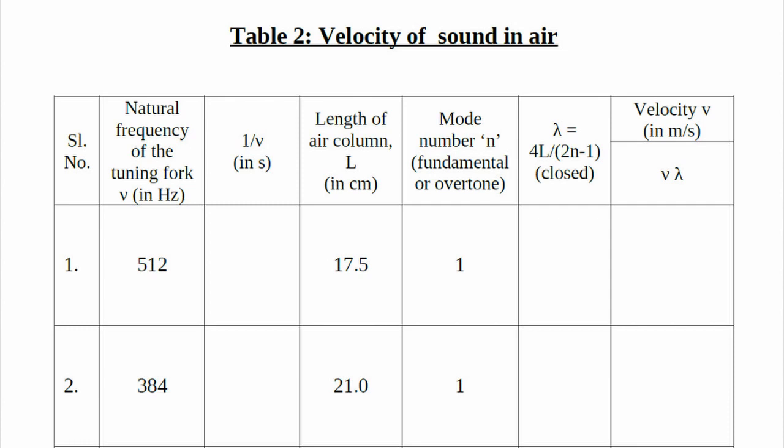And in the sixth column, we calculate the wavelength. When we have the fundamental, the wavelength is 4 times the length of the column. So we calculate the wavelength and then we use frequency times wavelength to calculate the velocity of sound in air. This way we have a table where we use each tuning fork to get an independent estimate of the velocity of sound in air. And then we can also make a plot of the wavelength as a function of 1 by frequency, and from the slope of this we can also determine the speed of sound.